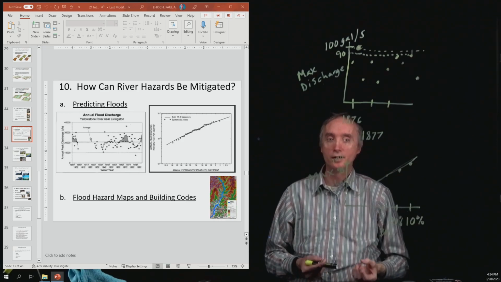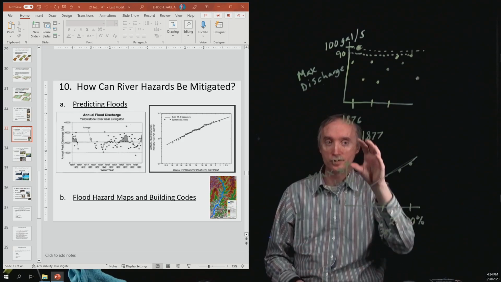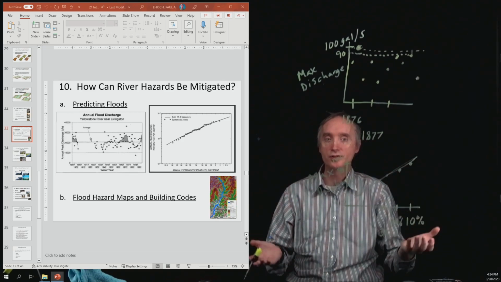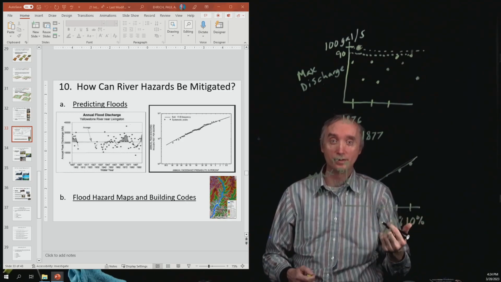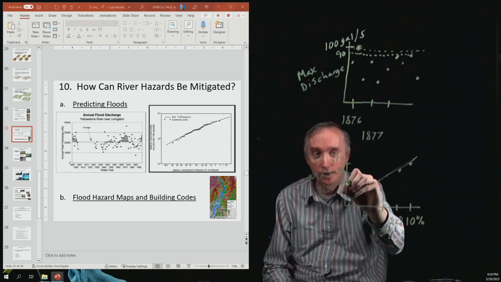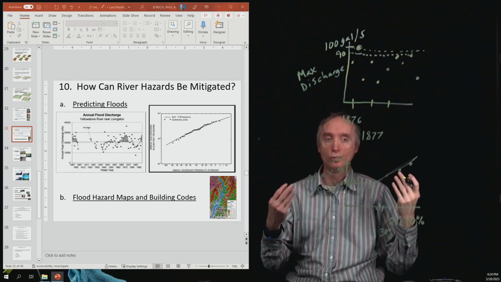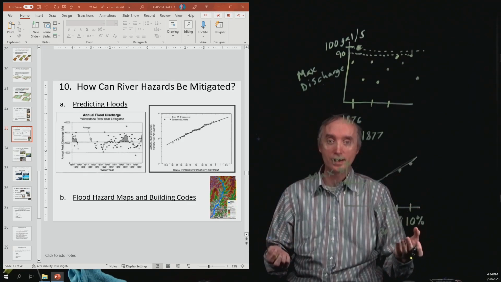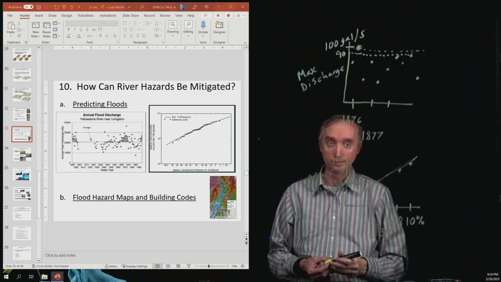So we could say, what's the likelihood that a flood produced by the Yellowstone River is going to have such and such maximum discharge? So let's say that we're interested in 50. So we would find 50 on here, and we would bounce it off the curve, and then that's going to tell us what is the percent chance that that particular kind of flood is going to occur.